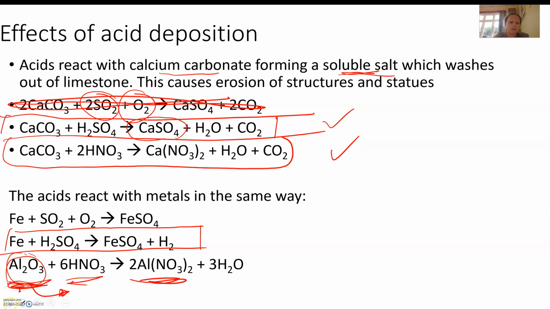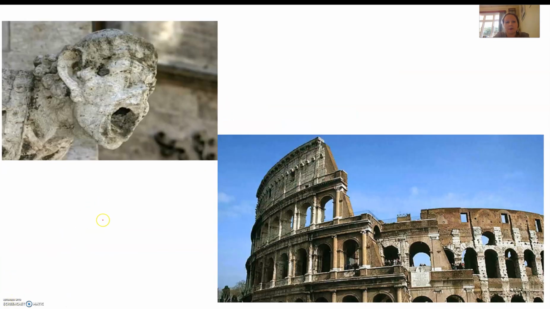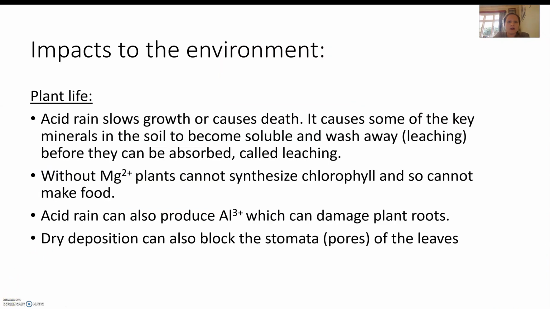and so that's what's reacting with the nitric acid. And so here's some pictures of, so here's the gargoyle at Notre Dame, and here is the Colosseum, and it's made of limestone. It's just disintegrating away. So impacts on the environment.